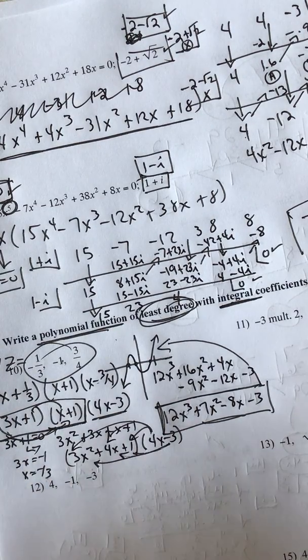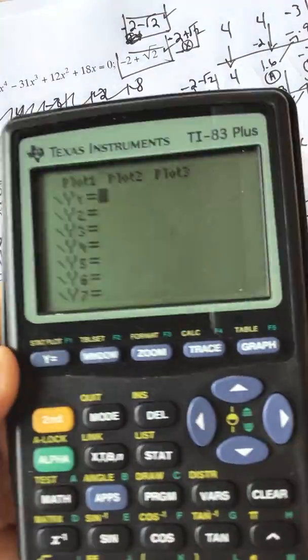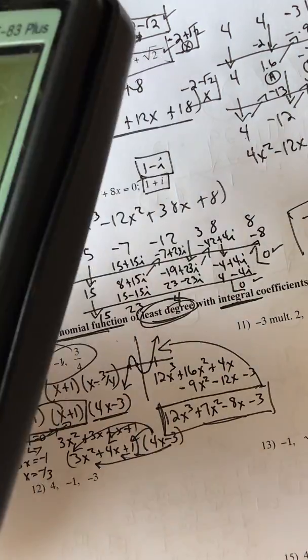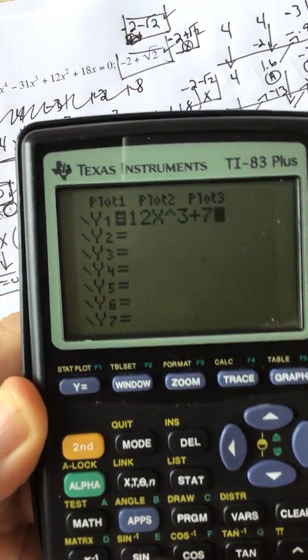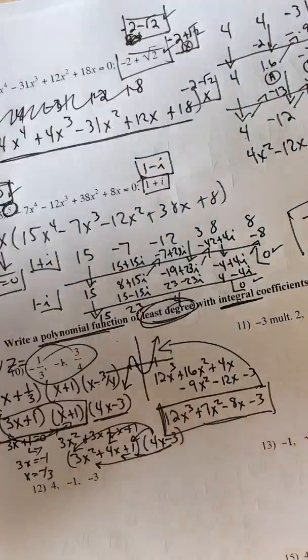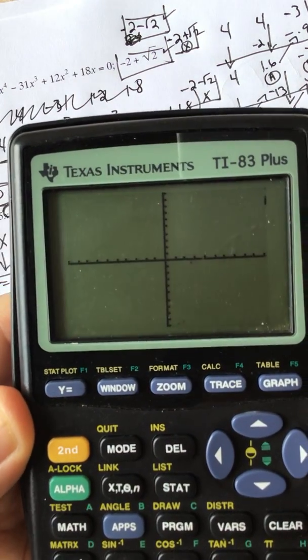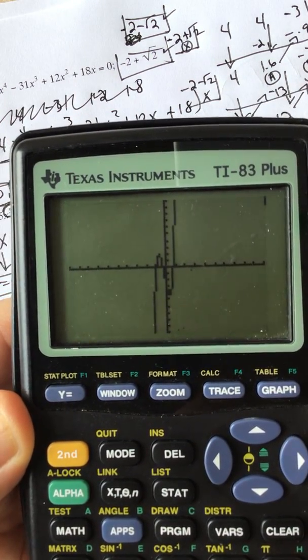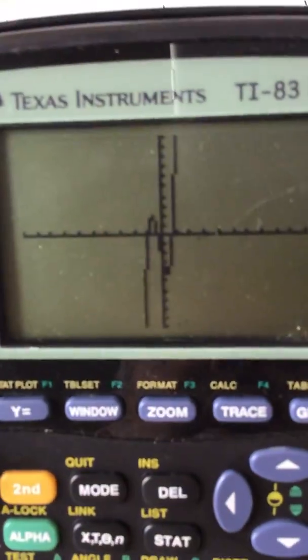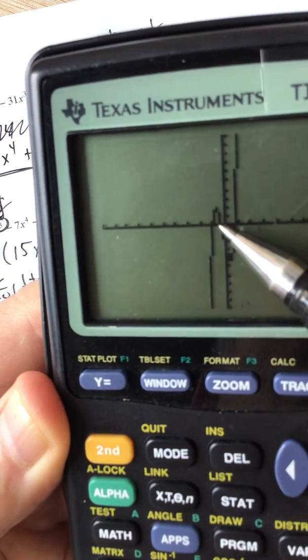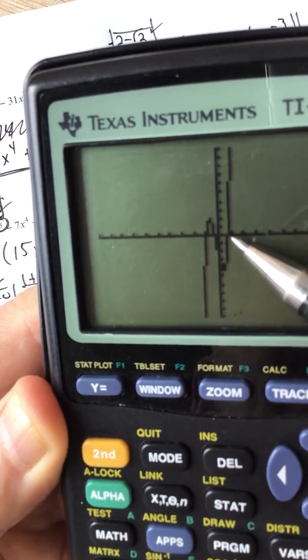Okay, let's see. I'm going to prove that. So I'm going to take my calculator. I'm going to type it in. It's 12x to the third plus 7x squared minus 8x minus 3. Okay, I'm going to graph that. Okay, look, it's almost exactly like what I thought it was going to look like. It's that shape. It looks like it's crossing at -1, -1/3, and maybe 3/4.